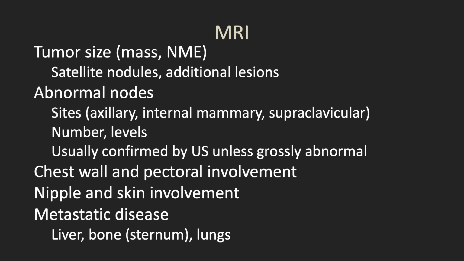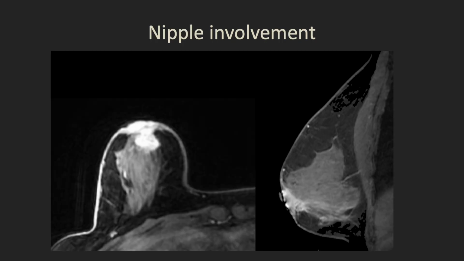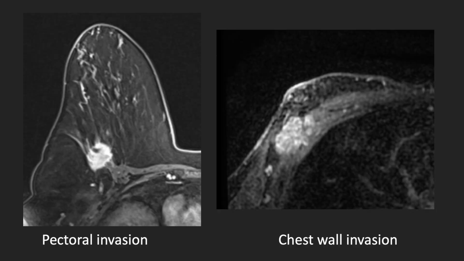You need to say if there's any chest wall and pectoral invasion, nipple and skin involvement, and obviously if any metastatic disease is picked up: liver, bone, the sternum, we not infrequently pick metastases up in, and lungs. So here's an example of a retroareolar mass, which clearly has direct involvement of the nipple. That nipple is not going to be able to be salvaged. You can see that on both planes there.